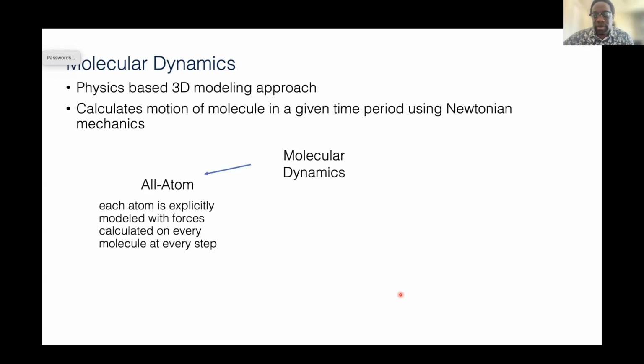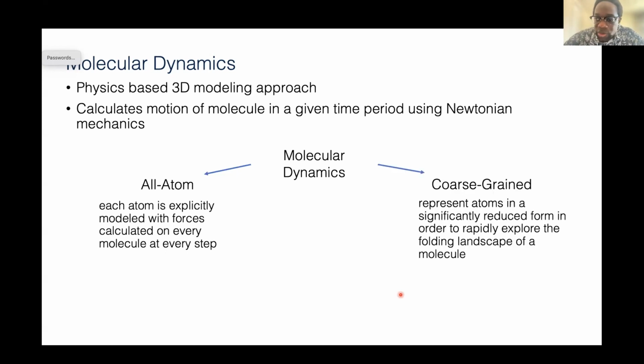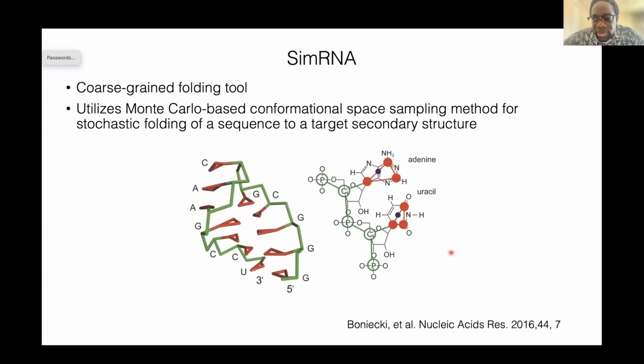These molecular dynamics simulations could operate on an all-atom level, where you try to model each atom explicitly, or you can do more coarse-grained representations where you use a simplified representation of your monomers. The coarse-grained method that we use is called SimRNA. It's a tool that was described in this publication. It's not something that we developed, but it's a tool that is widely used. It's used as a coarse-grained tool for folding RNA, and it utilizes a Monte Carlo-based conformational sampling technique. What we did is attempt to use these simulations and analyze the resulting data to see if we can use it to score individual sequences.